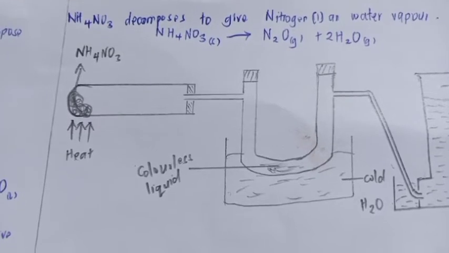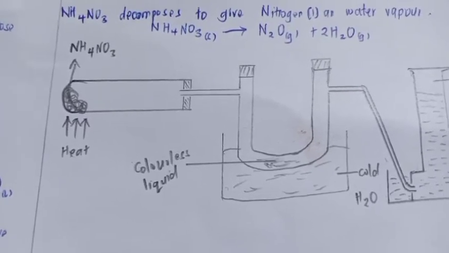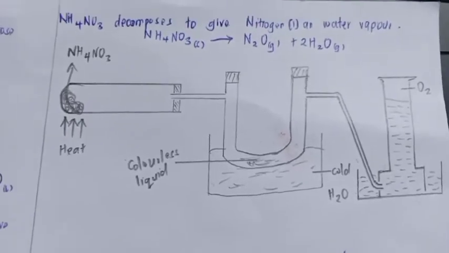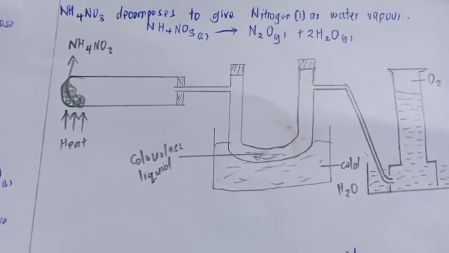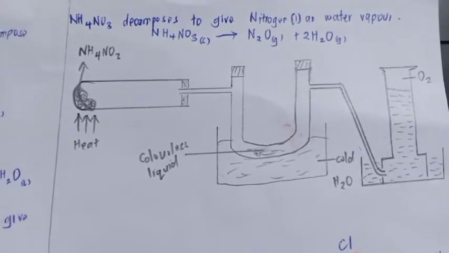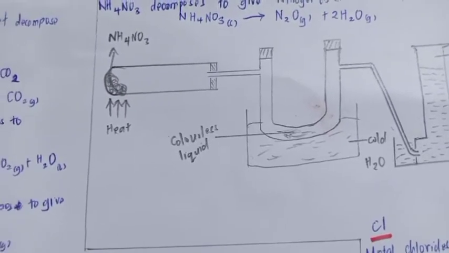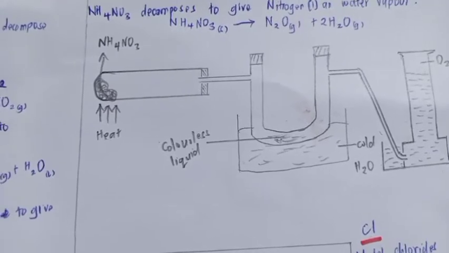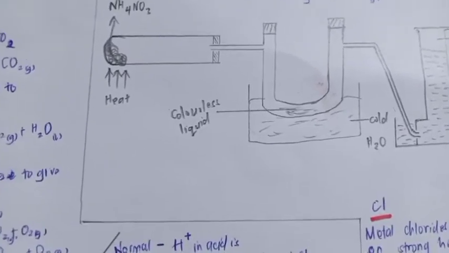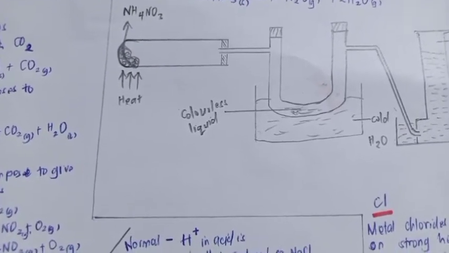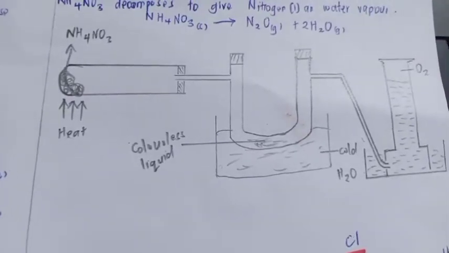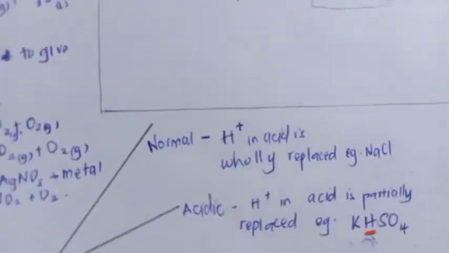ammonium nitrate to form nitrogen 1 oxide. So here's how it looks. When you decompose ammonium nitrate, it will form nitrogen 1 oxide and water. So the function of the cold water is to condense the water vapor into water, and the colorless gas is going to be, oh, it's not going to be oxygen like I've written, it's going to be nitrogen 1 oxide.